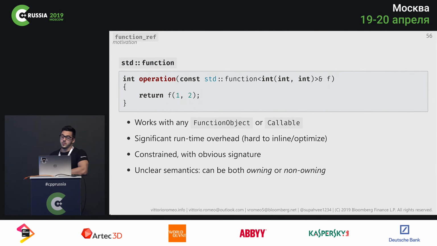It has, however, significant runtime overhead. It is hard for the compiler to inline and optimize the std::function at the time of this talk. Maybe in the future things will change. But the problem here is that the std::function has a bunch of features like small buffer optimization.